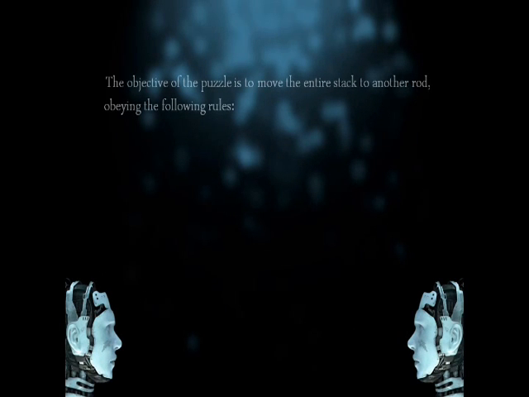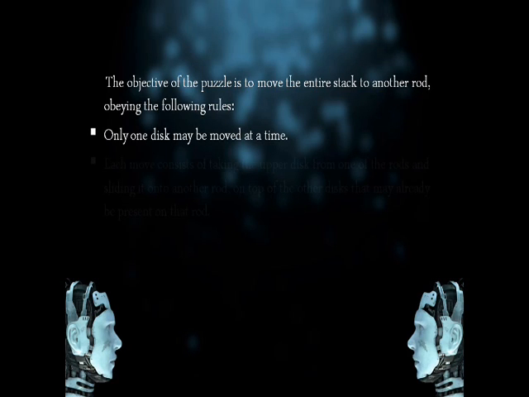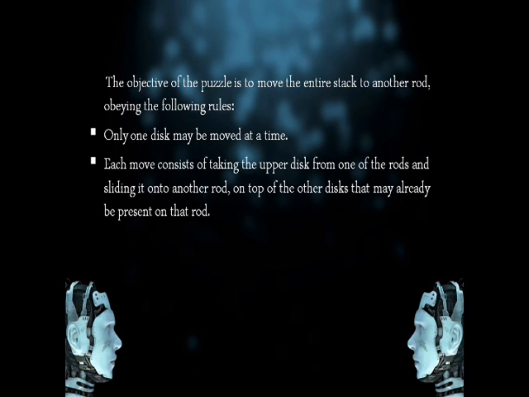The puzzle starts with the disks in a neat stack in ascending order of size on one rod, the smallest at the top, thus making a conical shape. The objective of the puzzle is to move the entire stack to another rod, obeying the following rules.